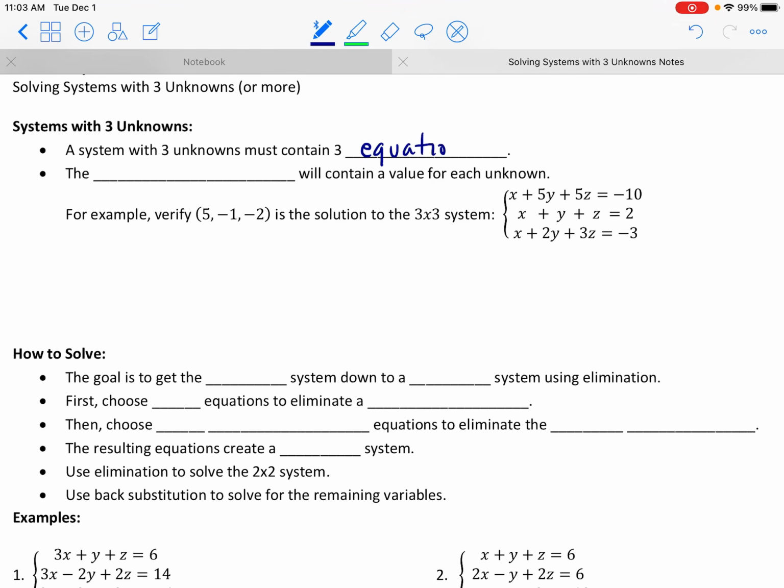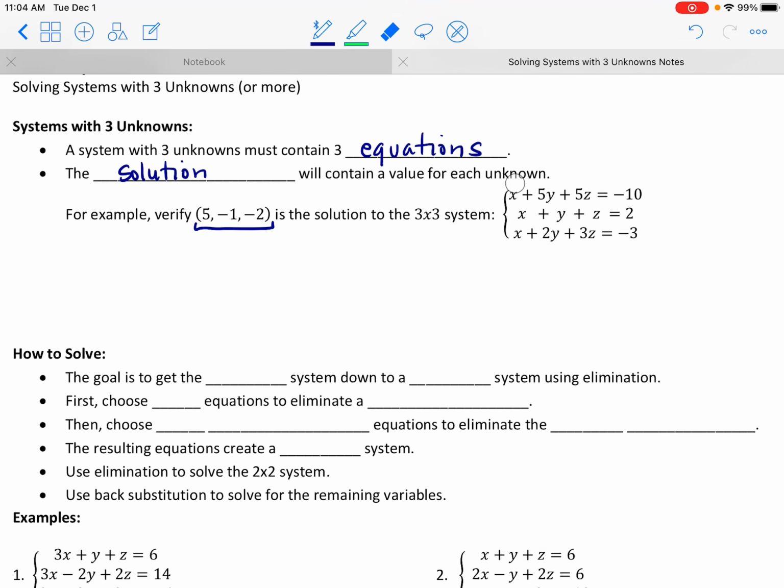If we want to be able to solve a system that contains three unknowns, we're going to have three equations. And then the solution is going to contain a value for each of those variables or unknowns. And if you have a 3 by 3 system like the one we're looking at here, three equations, three variables, instead of an ordered pair, like we saw with the 2 by 2 systems, we have an ordered triple. So this ordered triple here represents the solution to the system, and the variables line up with the equation.